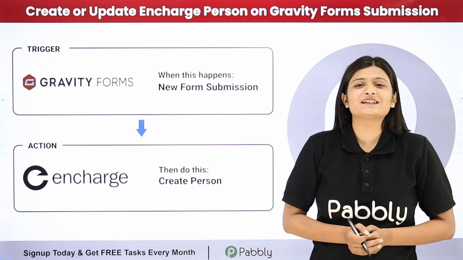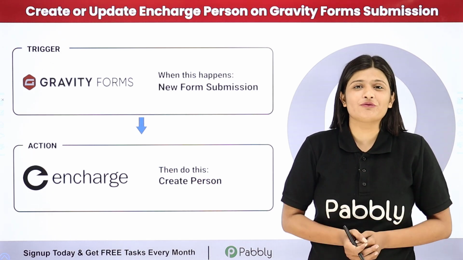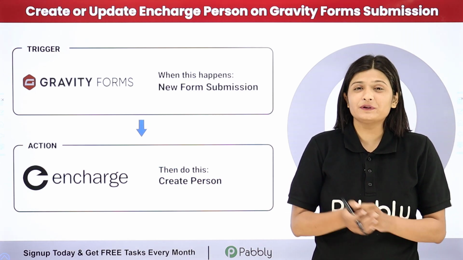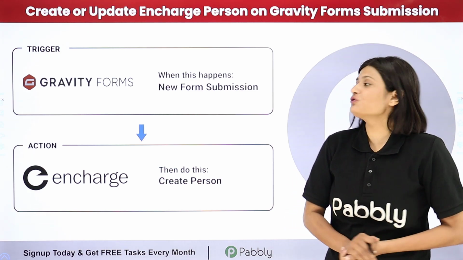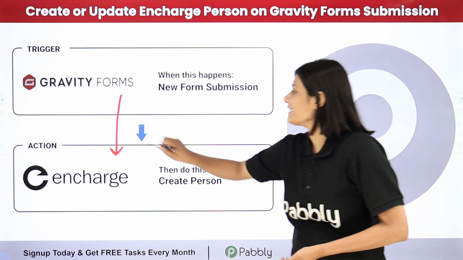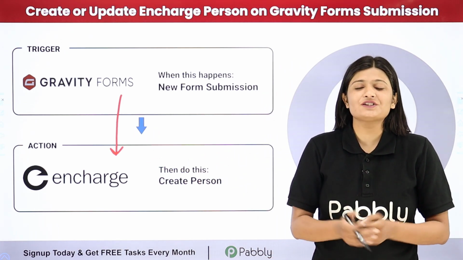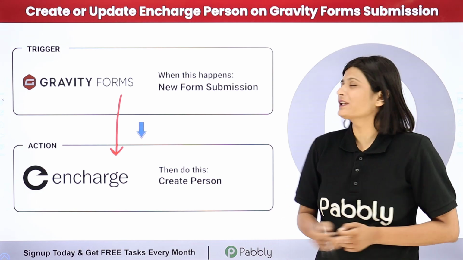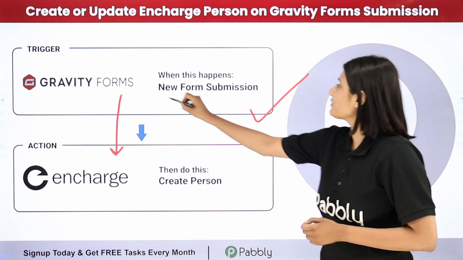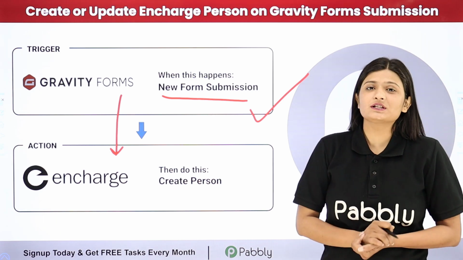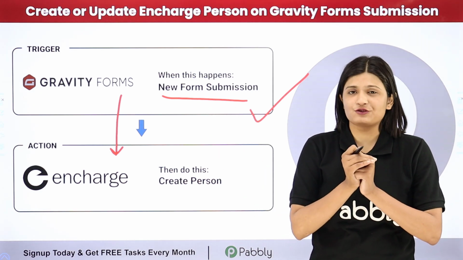So Pabbly Connect is an amazing automation and integration software which requires no coding or programming skills. Here I just need to build connection between Gravity forms and Encharge. Pabbly Connect runs on two principles, which is trigger and action. Here as my trigger application, I am going to take Gravity forms from where I will receive new form submission, and this complete workflow here will get triggered.